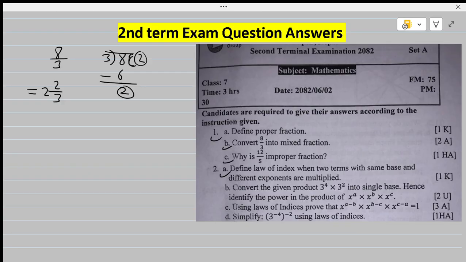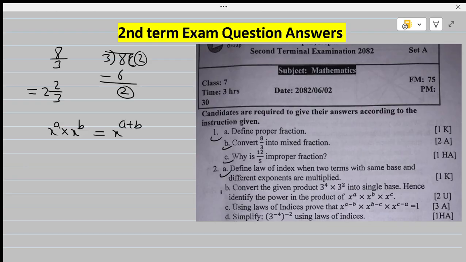And in number 2A: define the law of index when two terms with the same base and different exponents are multiplied. So here how you can define it is, suppose I take here x power a and x power b. Here the bases are the same, or the variables are the same, and their powers are different, and they are getting multiplied. In that case what happens? Their powers will get added, and this is the law of indices for when two terms are getting multiplied with the same base, with either different or the same power. So that's it for this second number A.